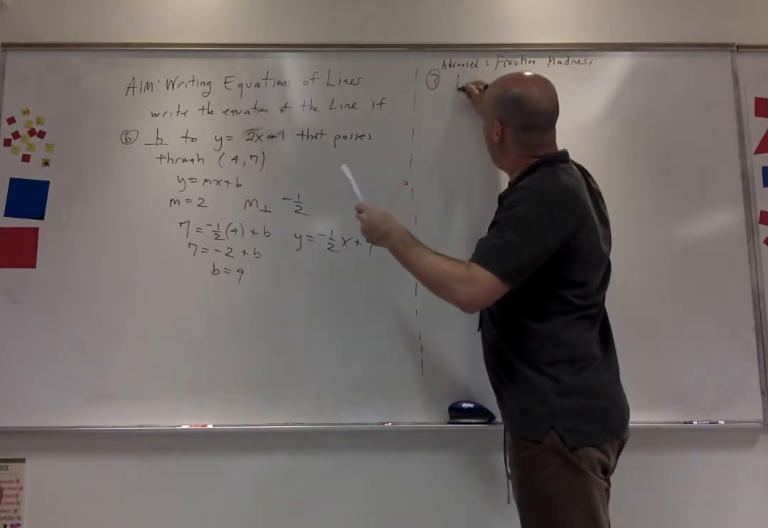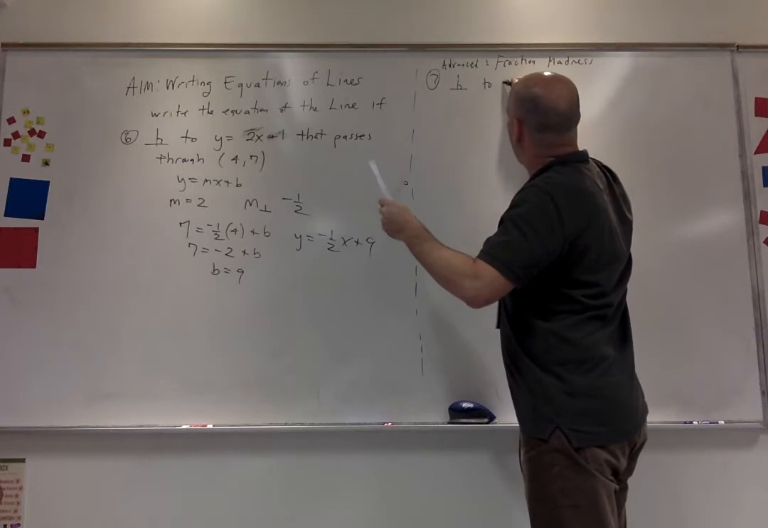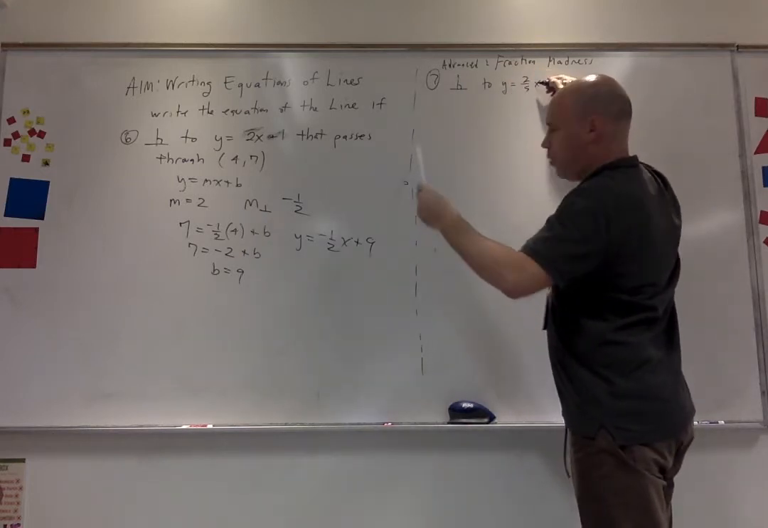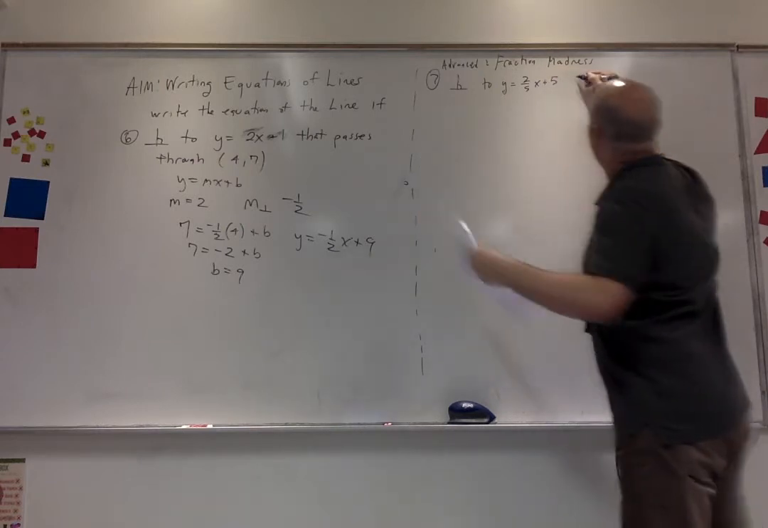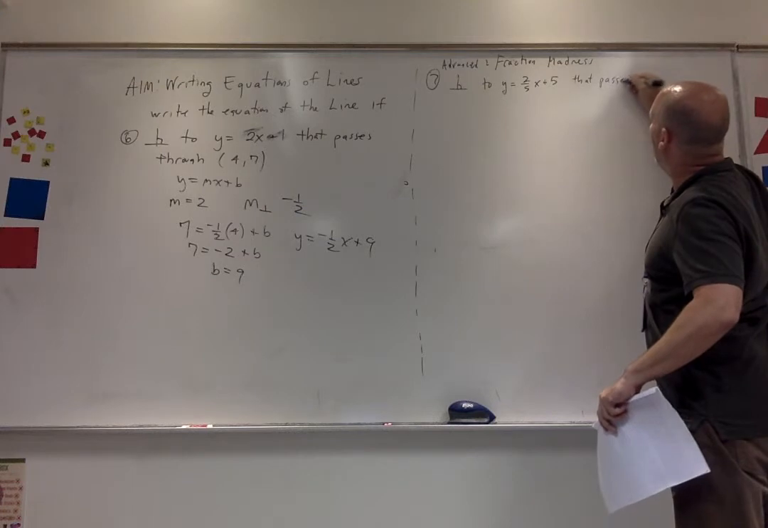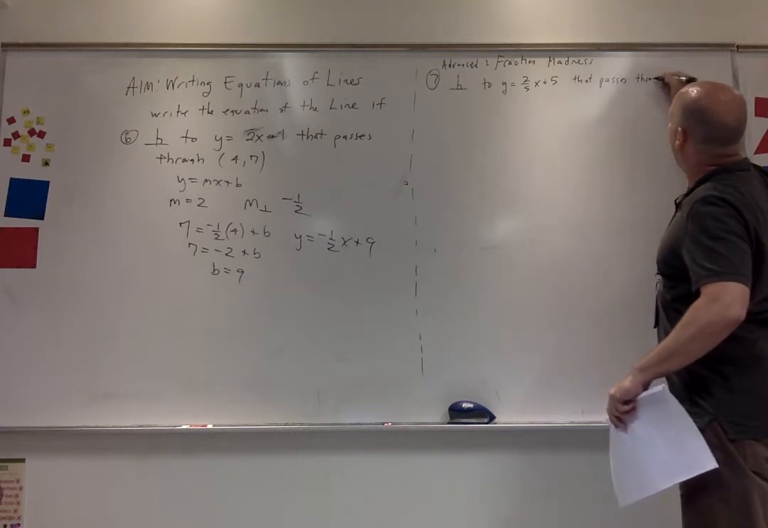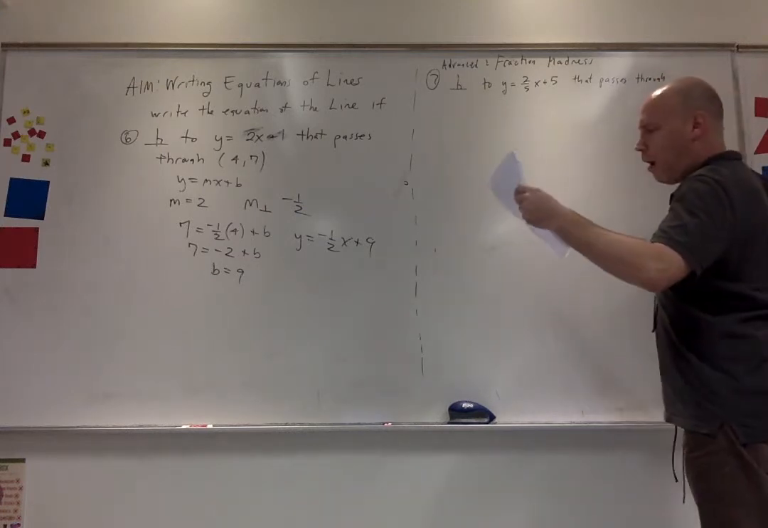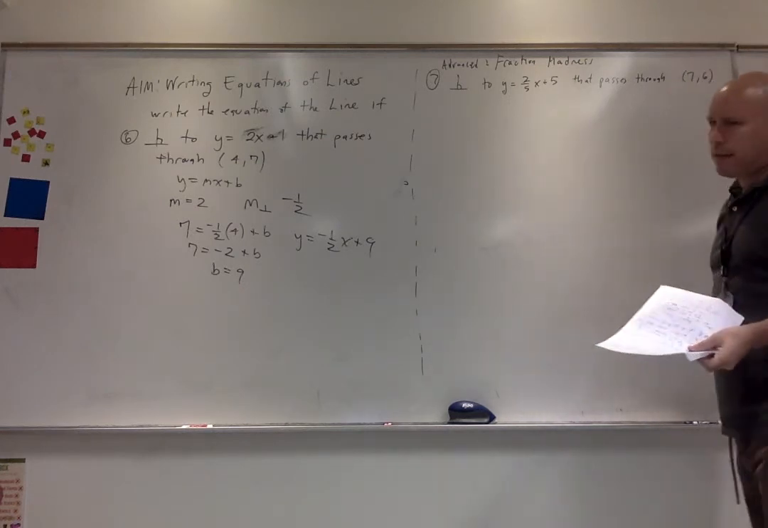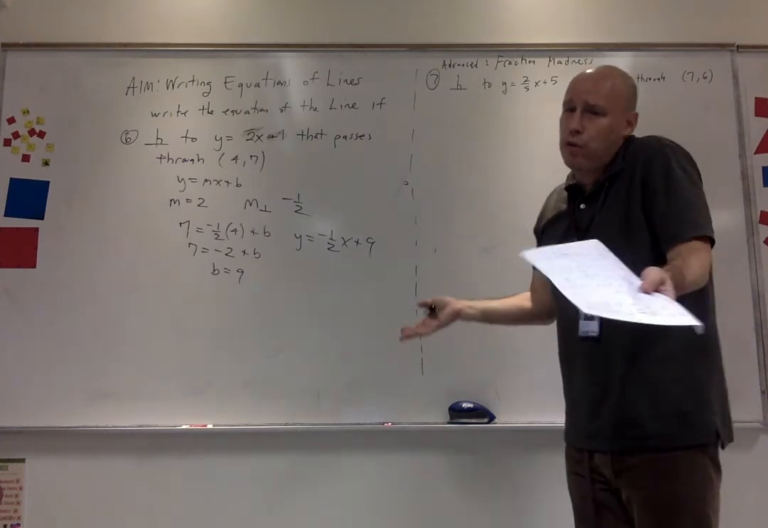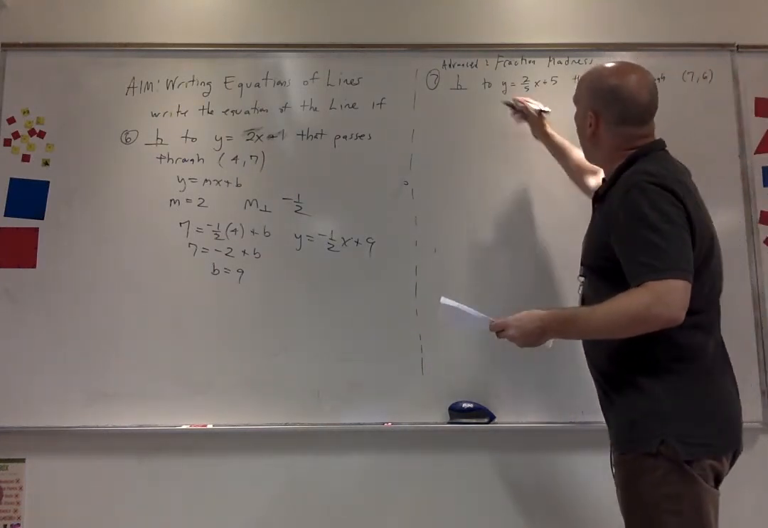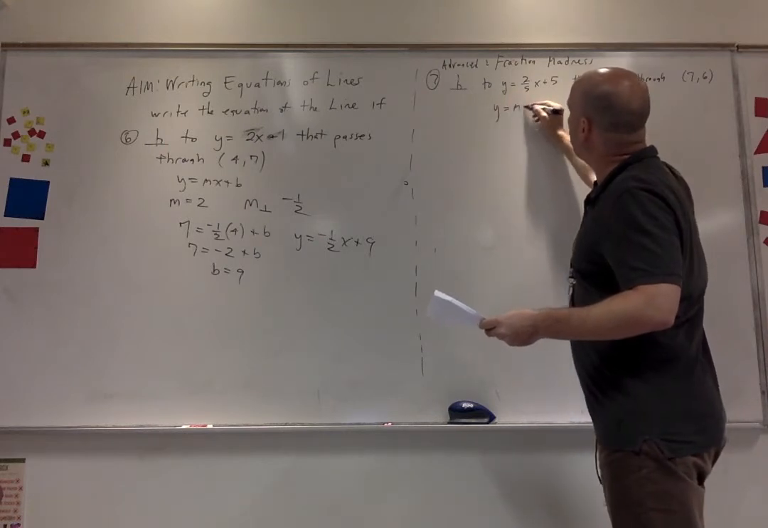Write the equation of the line perpendicular to y equals 2/5 x plus 5 that passes through (7, 6). Once again, if you don't want to do fraction madness, actually everyone should do it because everyone has a calculator for this. So first of all, I know it's the equation of a line.